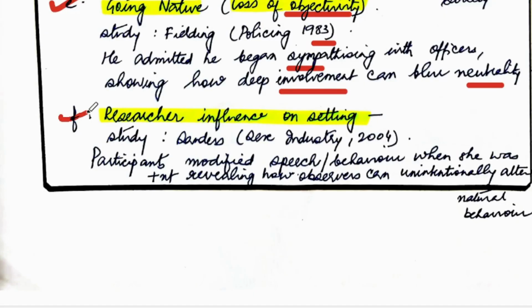And the last limitation could be the researcher's influence on the setting. The presence of the researcher can unintentionally alter the natural behavior. In Sanders' study of the sex industry in 2004, participants modified their speech and behavior when the researcher was present, revealing how observers can unintentionally alter natural behavior.